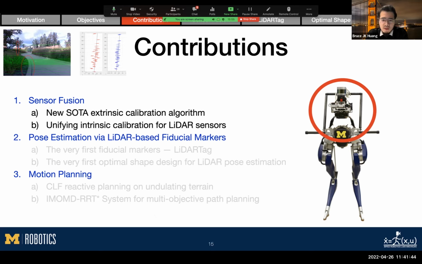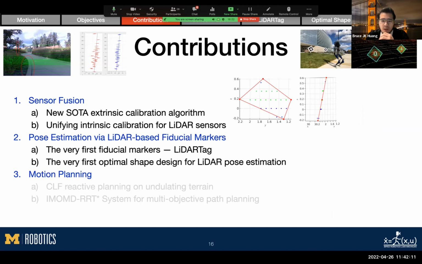To fully utilize the sensors, we need to calibrate them extrinsically and intrinsically. For extrinsic calibration, we reduce projection error by 50% and its variance by 17% compared to a state-of-the-art algorithm. We also propose a unifying intrinsic calibration technique that is suitable for both spinning and solid-state LiDARs.